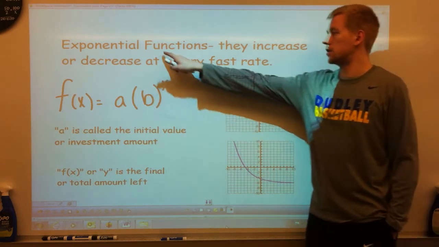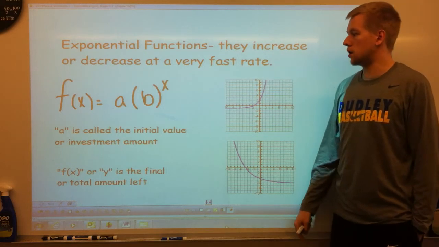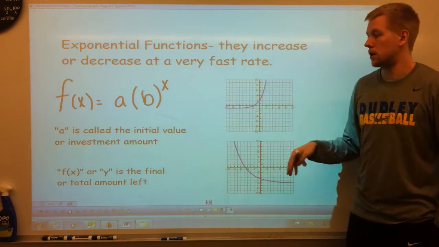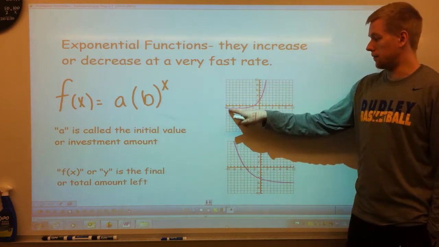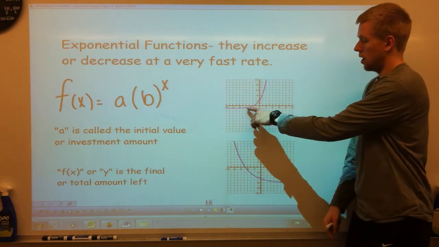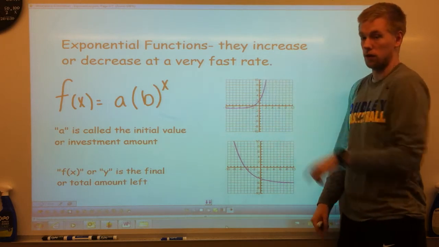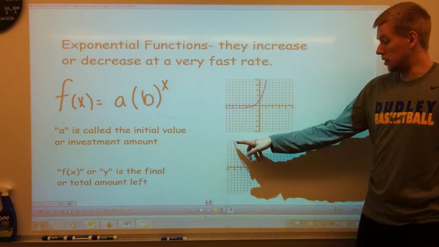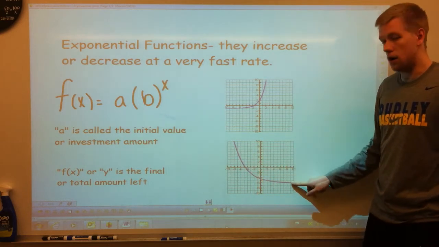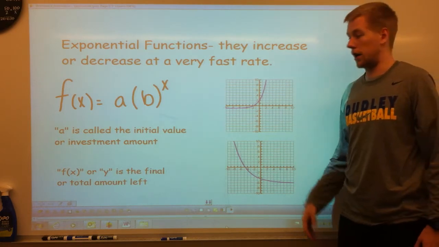So, exponential functions, they increase or decrease at a very fast rate. Think about things that increase very fast or decrease very fast. That can be modeled by a graph such as this. This would be increasing at a very fast rate. As you see, as the x is going up, the y goes up even faster. Once it hits a certain point, it's going to start going up really fast. Same with the decreasing. It would decrease very fast and then it will level off. Those are the models of what an exponential function looks like on a graph.